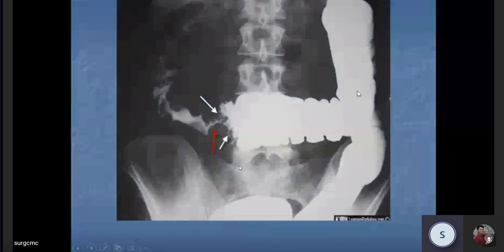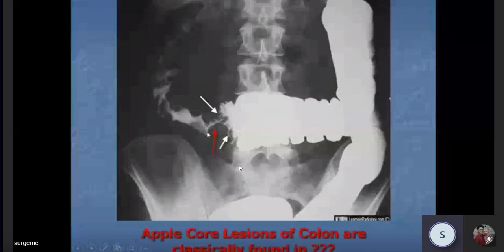See. This is the transverse colon going like this. This was the proximal colon, ascending colon and all. It is a barium enema actually. This is the transverse colon, and here you can see from this side there is a filling defect, a mass effect. So centrally a small amount of dye could have passed. So this is known as the apple core lesion in a case of colon, which is classically found in carcinoma colon. This is another example of an apple core lesion within the colon.